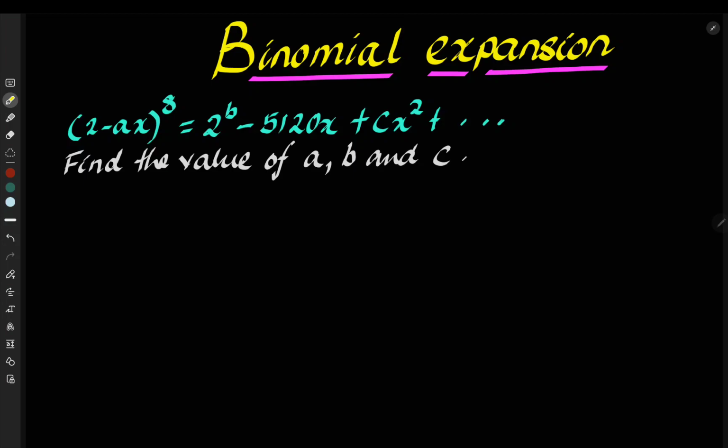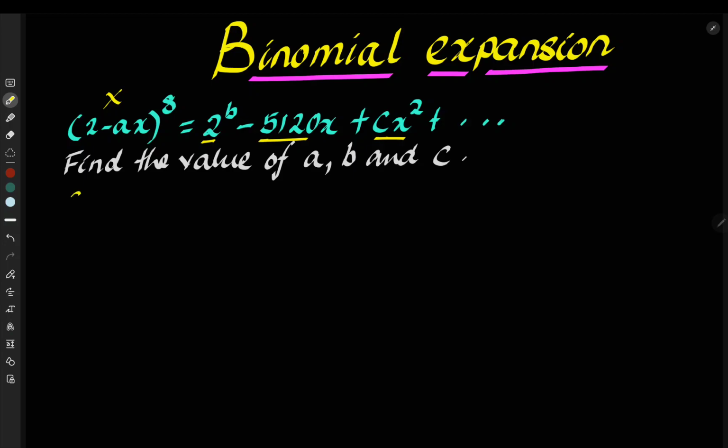Now, in this example, we are told that (2 minus ax) to the power 8 is equal to 2 to the power b minus 5,120x plus cx squared and so on. And we are asked to find the values of a, b, and c. What we are actually given are the first three terms of this expansion. So what we want to determine first are the first three terms using the binomial theorem. Then we just equate them. So let's go ahead and look for the first three terms.